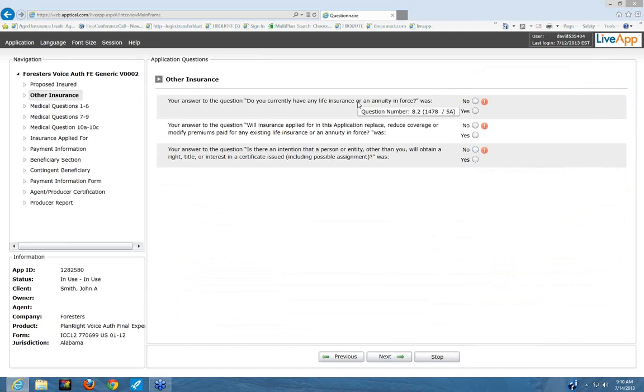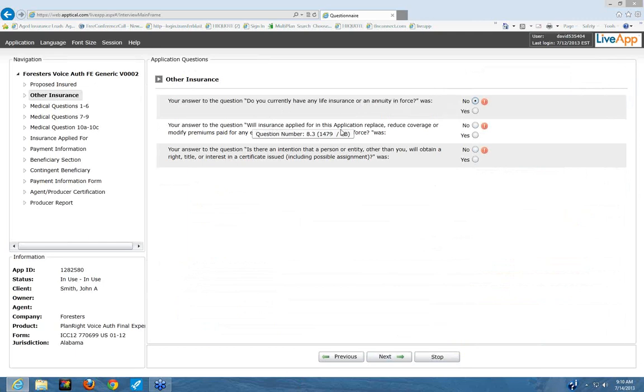Do you currently have any life insurance in force? Be careful with this question if you're doing an application in Texas. If they answer yes to this, you will not be able to proceed because Texas has this quirky law that they have to get something in writing stating that you're not going to replace any coverage. So figure out how you want to get around that, but just be understanding of it.